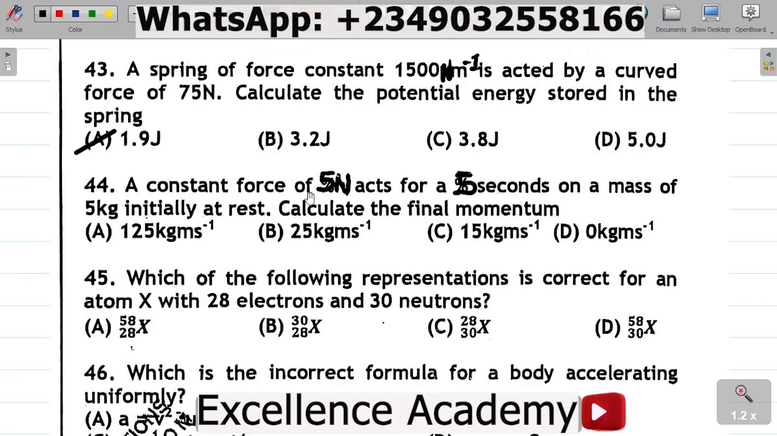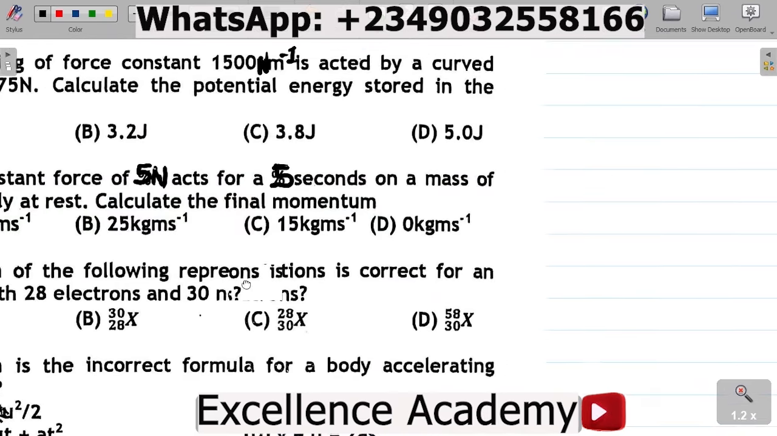Question 44. A constant force of 5 Newton acts for 5 seconds on a mass of 5 kilogram initially at rest. Calculate the final momentum. Option A there, 125 kilogram meter per second. Option B, 25 kilogram meter per second. Option C, 15 kilogram meter per second. Option D, 0 kilogram meter per second. How do we solve this question?